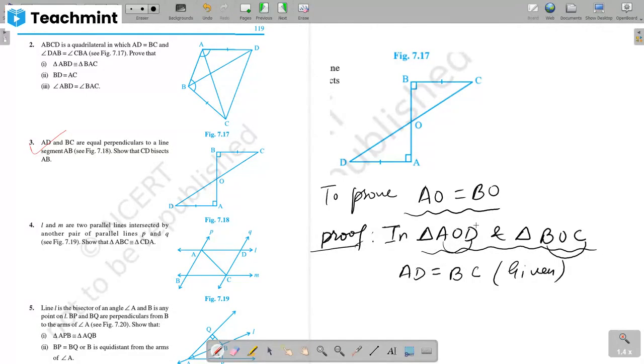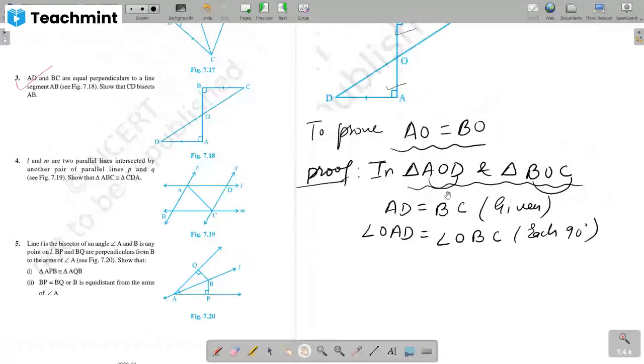Now next, any other side? Ma'am, OD and OC? The other sides OD and OC are not equal, so we will move to the angles. Are any angles equal? Yes, angle at point A and angle at point B, each 90 degrees. So we will write angle OAD is equal to angle OBC, each 90 degrees. If you want, you can also write angle A equals angle B. That is also correct.